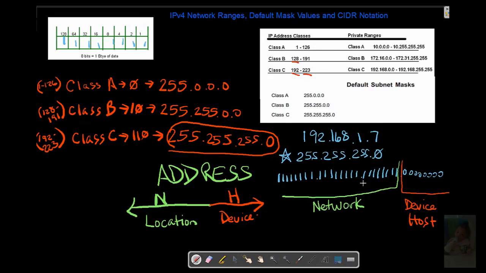When these ones stop, the network portion stops. When the zeros start, our host portion begins of our IP address. So if we correlate this octet to this octet to this octet, this portion right here, that is my computer.